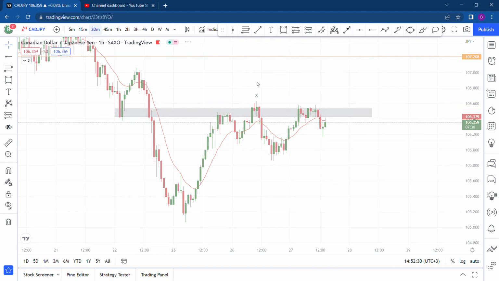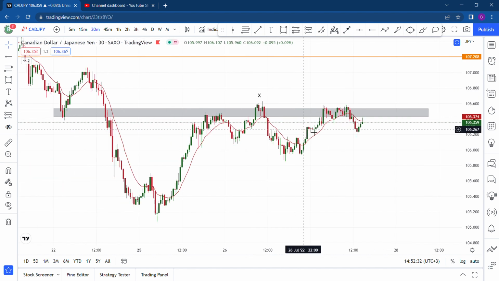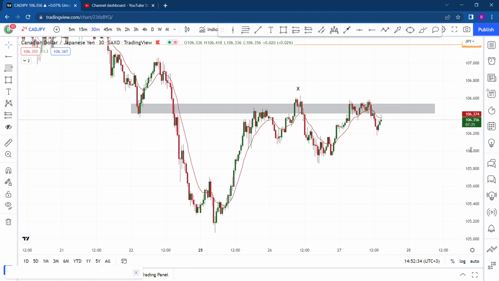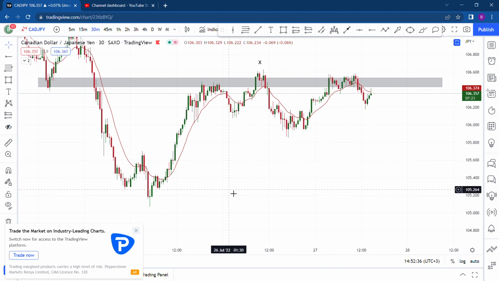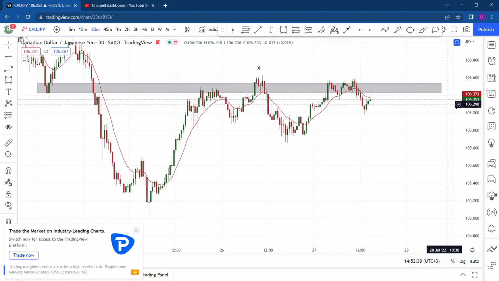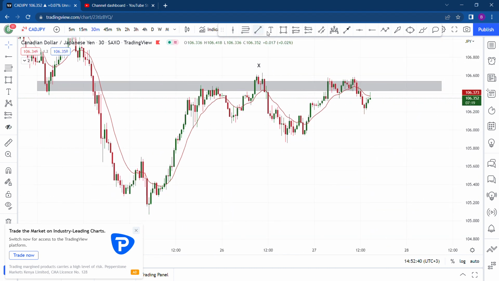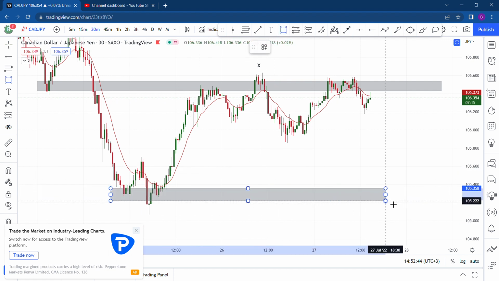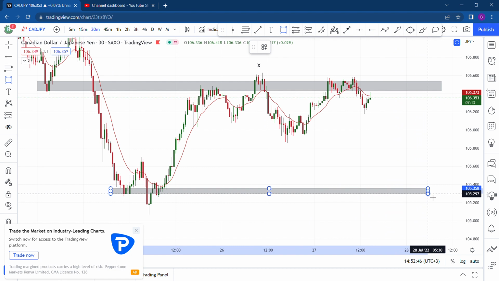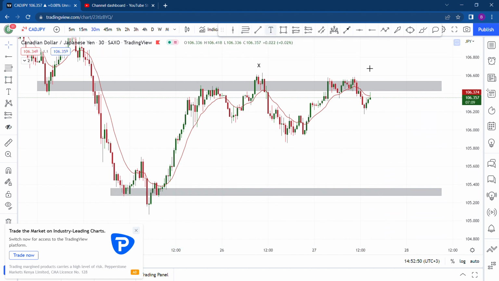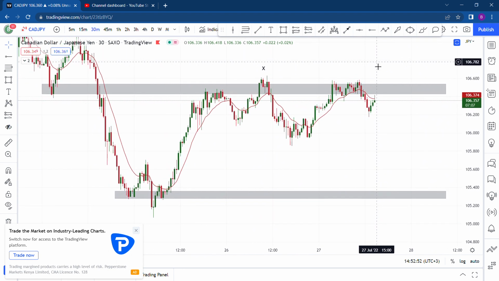So you go lower to the 30 minutes time frame now to get these sharper entries. Exactly. So we are targeting up to around there, a downfall up to around there. So we are already in CADJPY, we are already in.